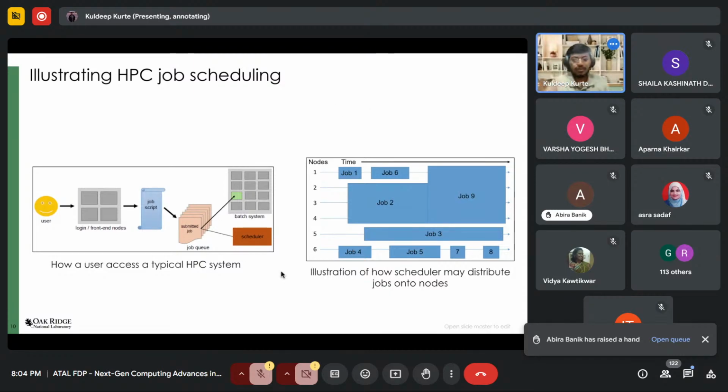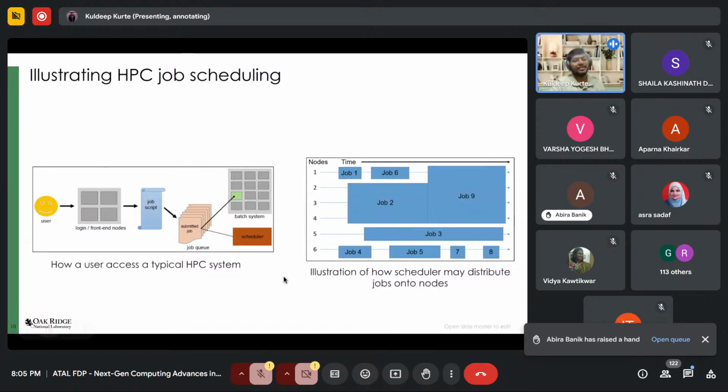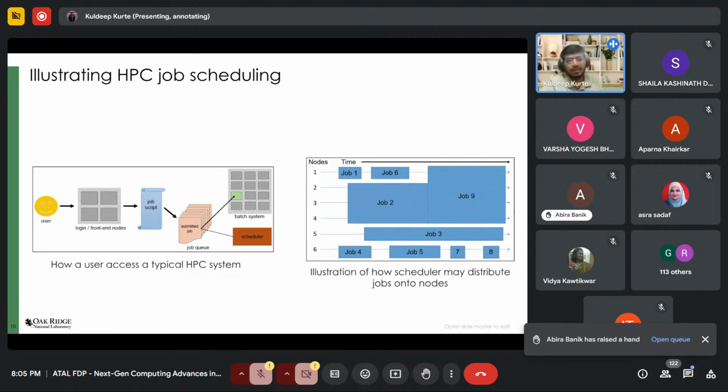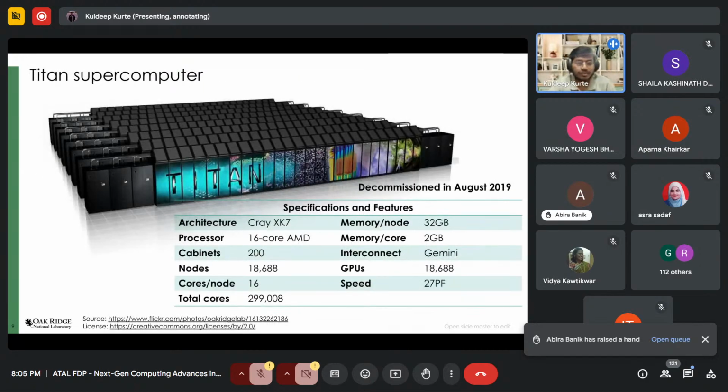So I hope that gives you the picture of how the shared supercomputer facility looks and how the job scheduling is typically done. I'll take a pause here for a second, and please let me know if you have any thoughts, questions or doubts about the motivation of the settlement mapping work, the characteristics of the object detection workflow that we use, and how the supercomputing facility looks.